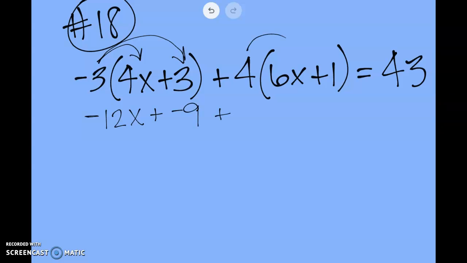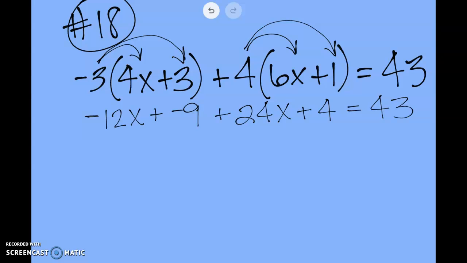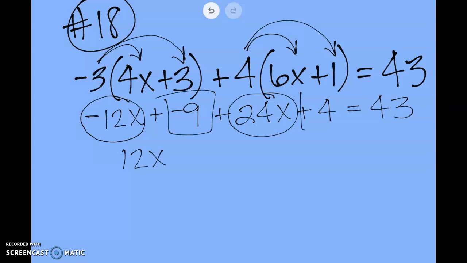And then over here, I've got 4 times 6x, that's 24x. And then 4 times 1, that's 4. And all of that is still equal to 43. So now looking at this equation, I've got like terms, negative 12x and 24x. Negative 12 plus 24 is positive 12, and those are x's. And then I have negative 9 and positive 4. Negative 9 plus 4 is negative 5.